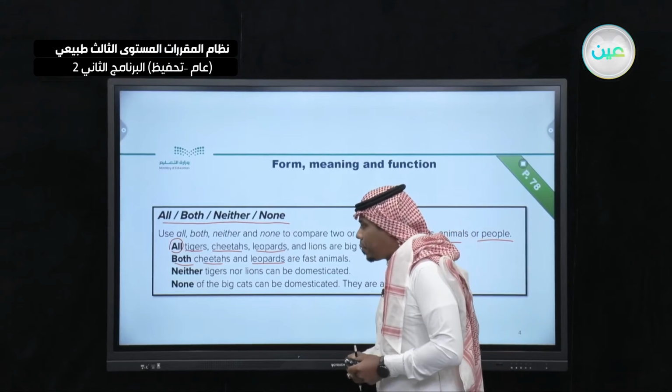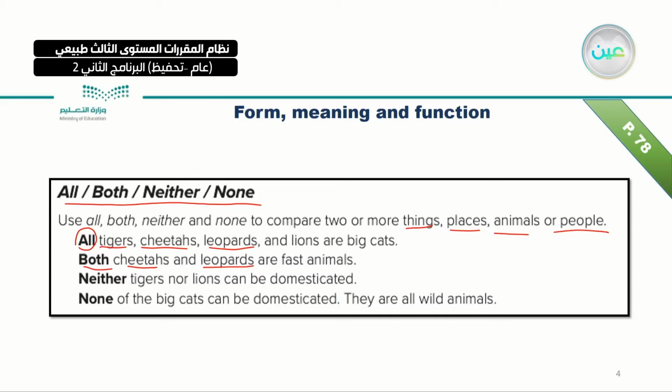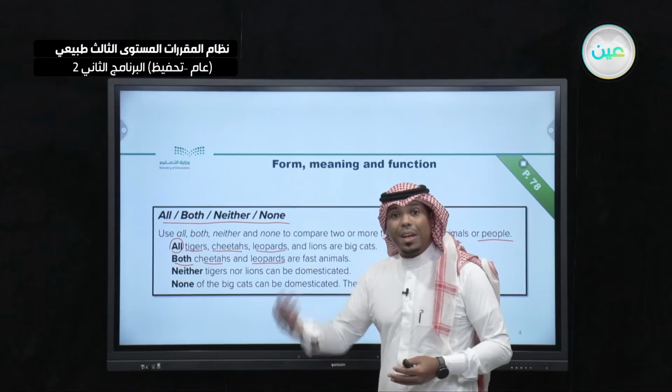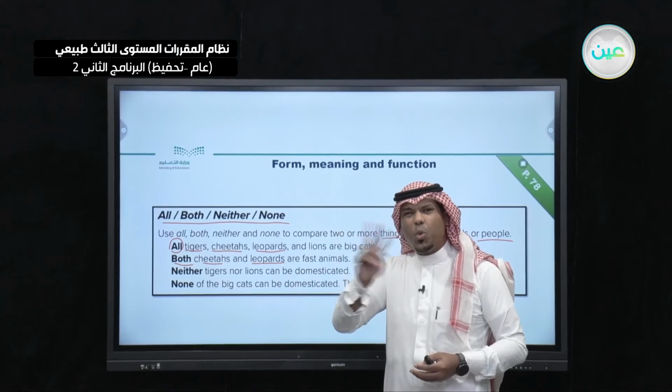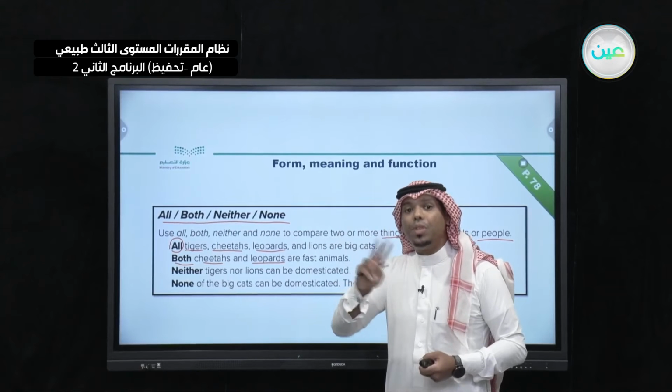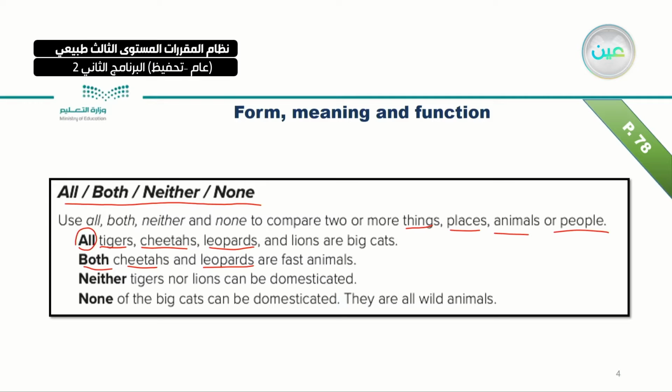Neither. And we use neither, of course, like in this situation, neither tigers nor lions can be domesticated, okay? When I'm talking about negative situations here, I'm comparing between two things. We use neither, okay? Negative. Neither tigers nor, okay? Be careful about that. We will talk about it, inshallah, in a few minutes. Neither tigers nor lions can be domesticated.